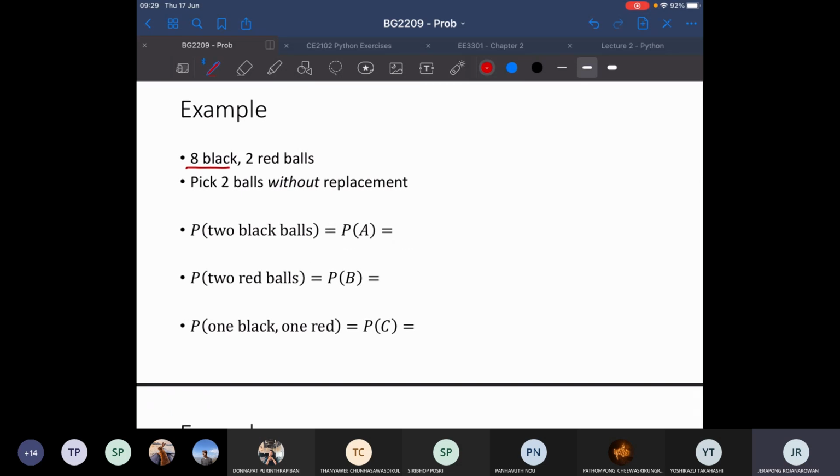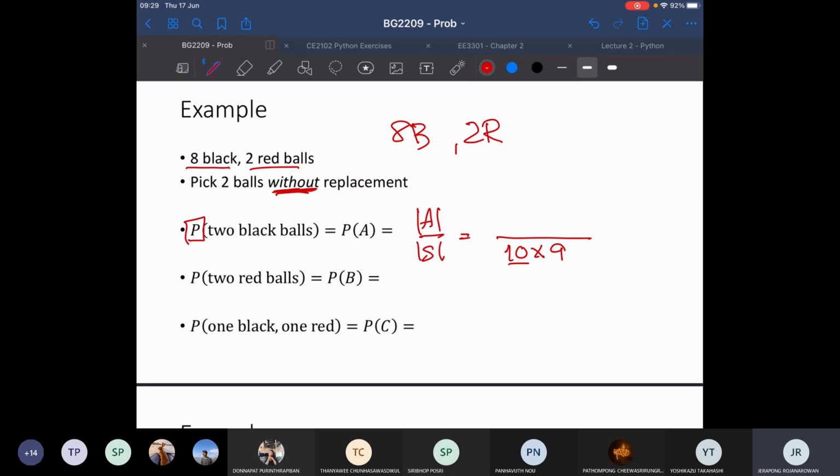Now you have 8 blacks and 2 red balls. 8 black and 2 red balls. You pick 2 without a replacement. Once again, without a replacement. I'm asking the probability. So this one is going to be like this, right? So you have a total of 10. Therefore, it's going to be 10 into 9, right?